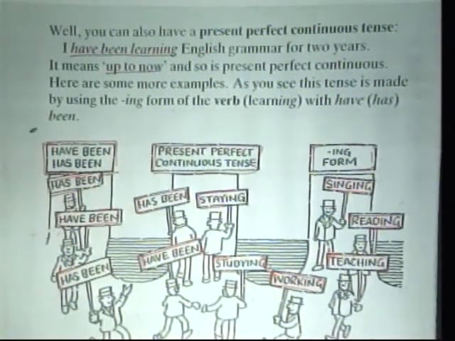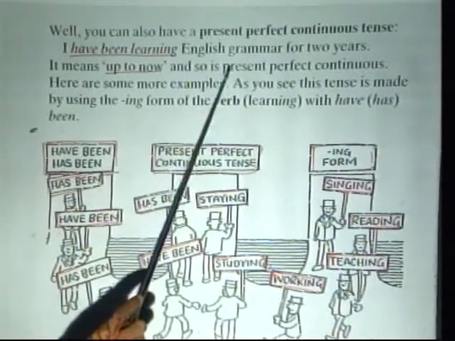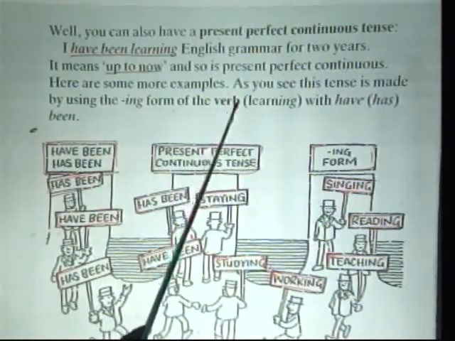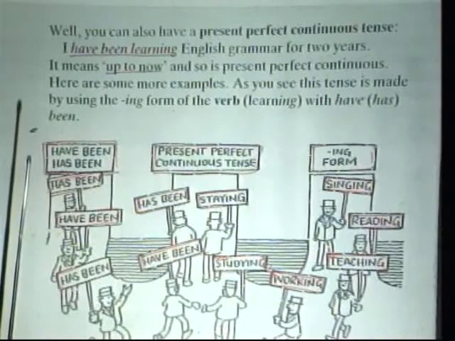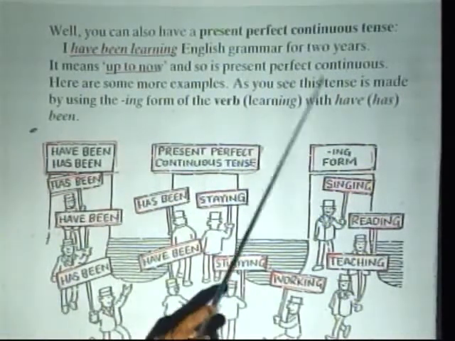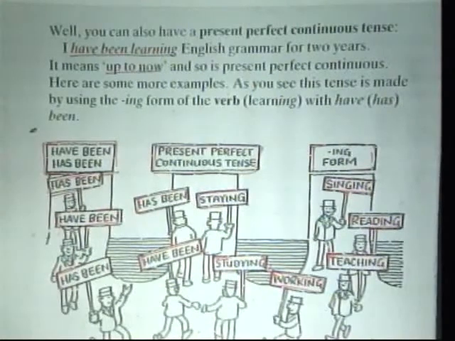And let us see the examples in order to make the idea clear. For example, you have, I have been learning English grammar for 2 years. If you are learning now, you can say, I am learning English grammar now. But this activity of learning has started 2 years before. As this activity started 2 years before, you are using it in a different form, that is present perfect continuous.